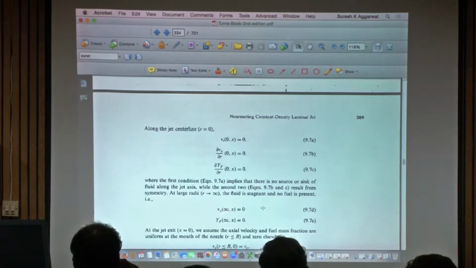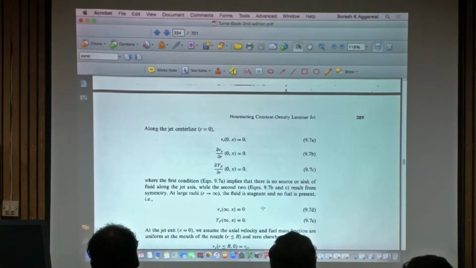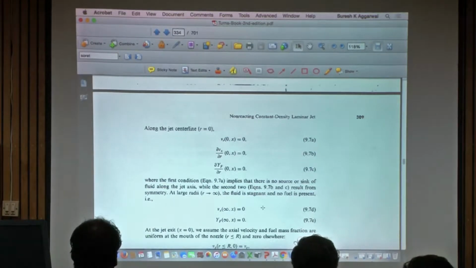The other boundary is r infinity, outside the jet. So at r infinity, Vx is 0 and Yf is 0. Okay. So that's pretty obvious. Any questions? Okay.